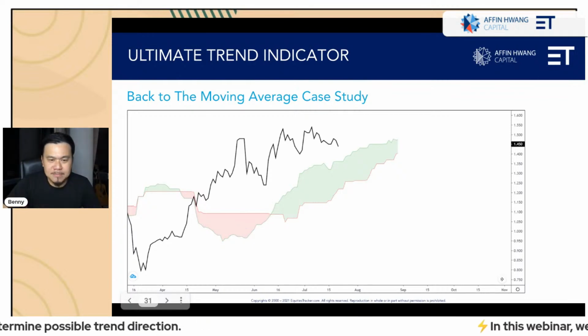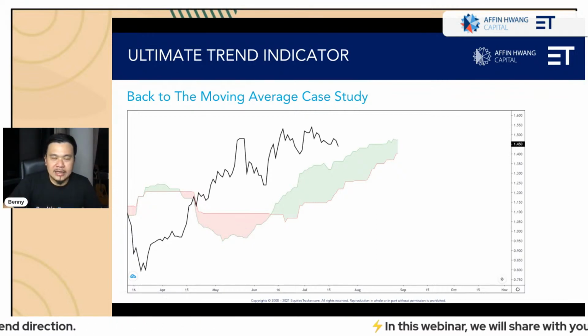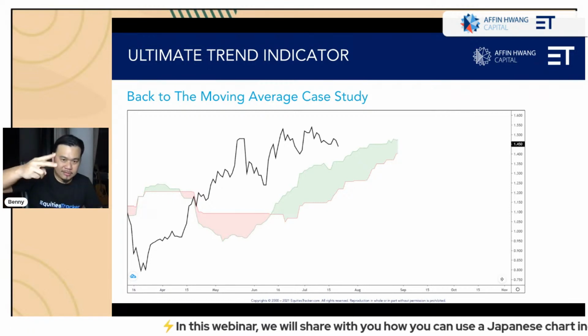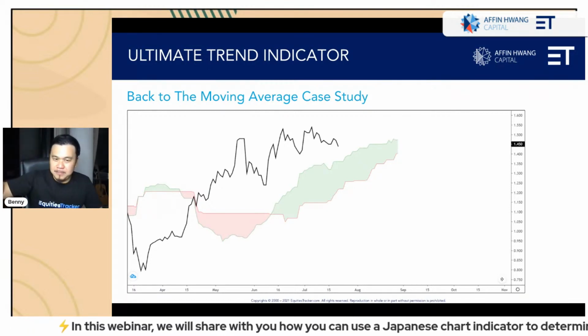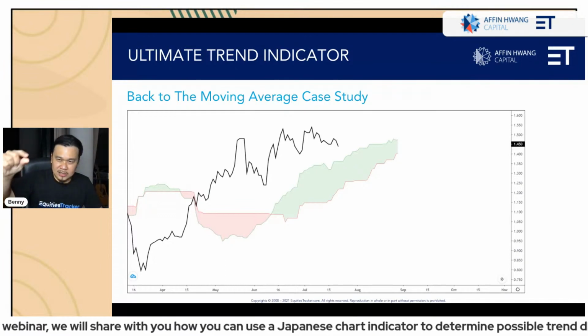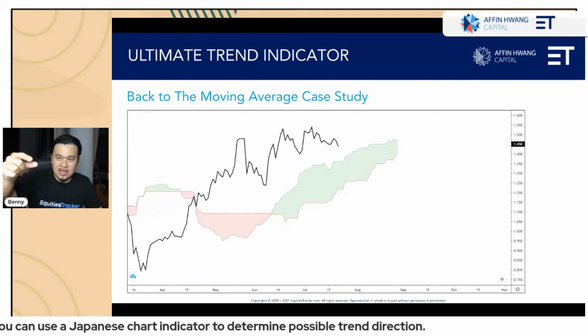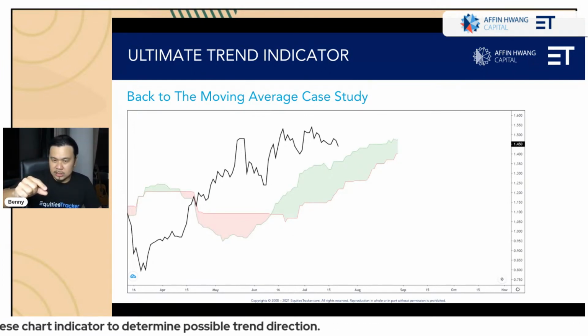Okay, what does a color mean? Because you remember the cloud is made up of the area between two lines, right? One is Span A and the other is Span B. One is a shorter-term average, the average between the standard and turning lines, and the other one is a 52-day average, which is a longer-term one.